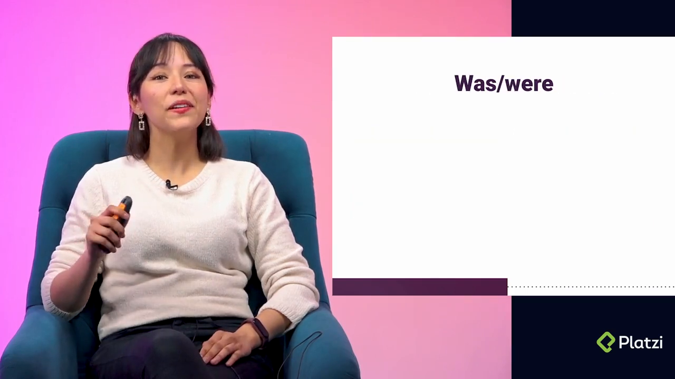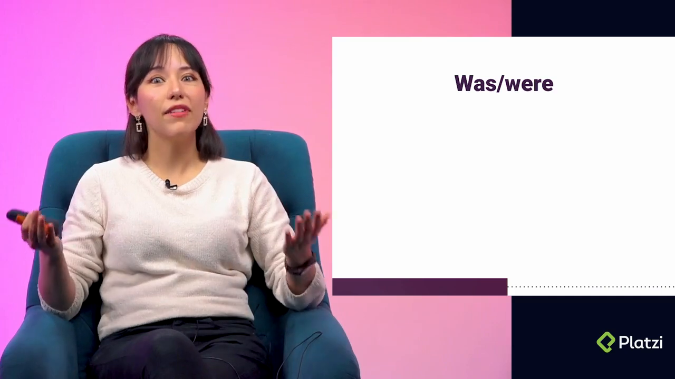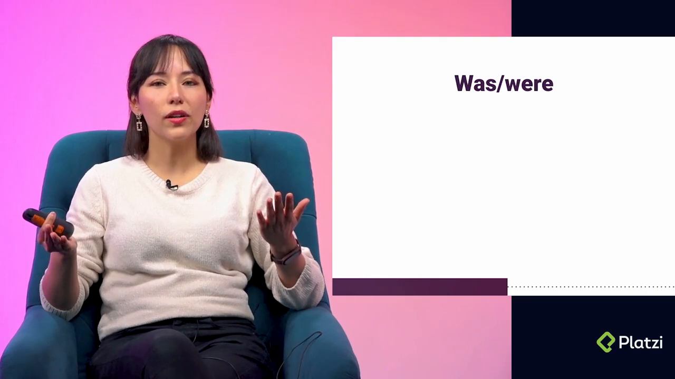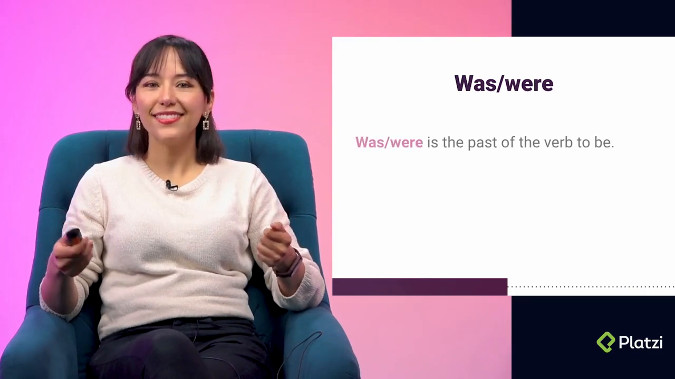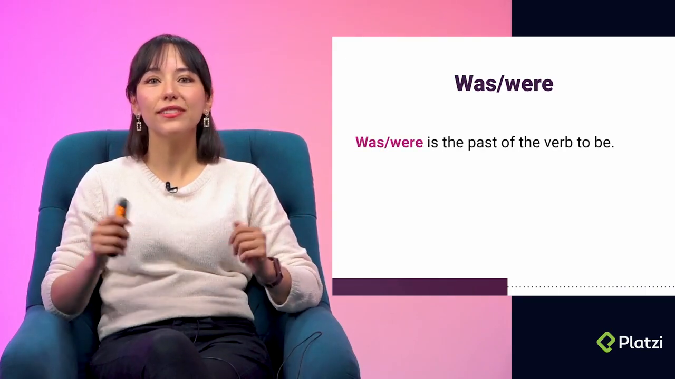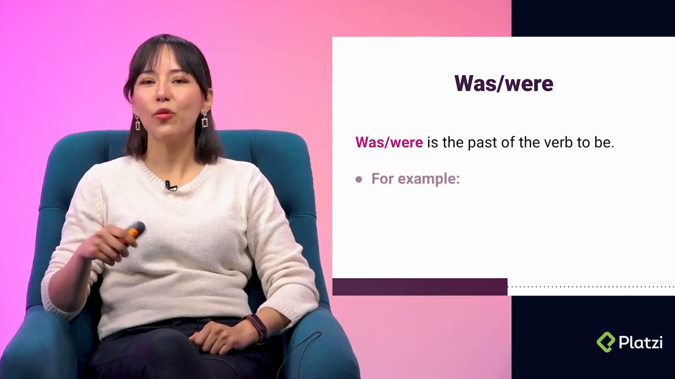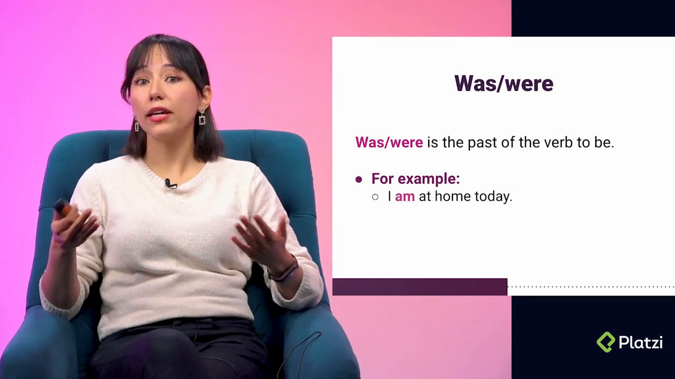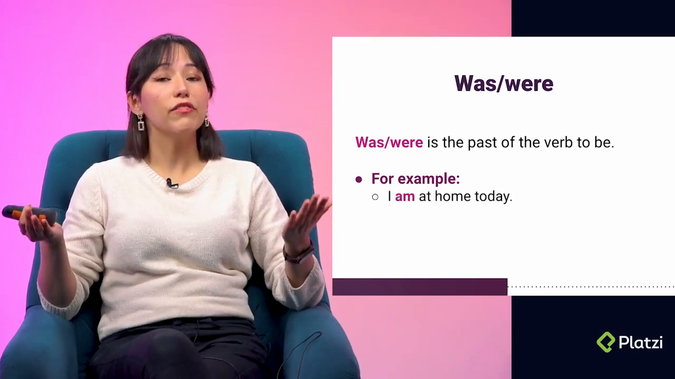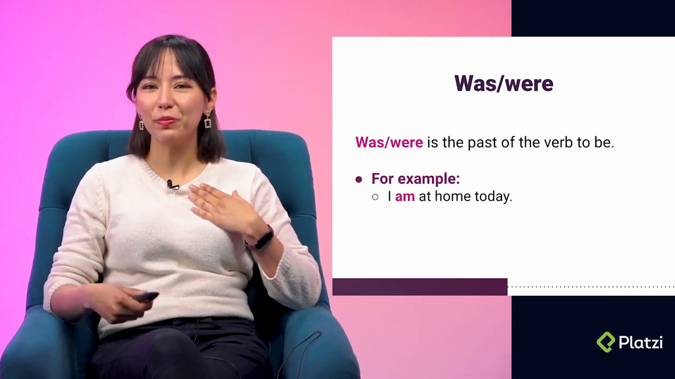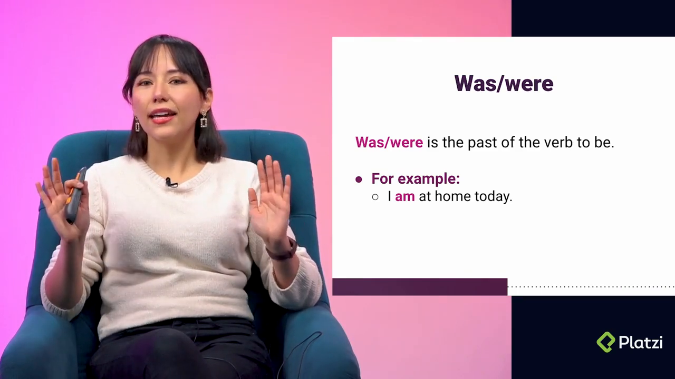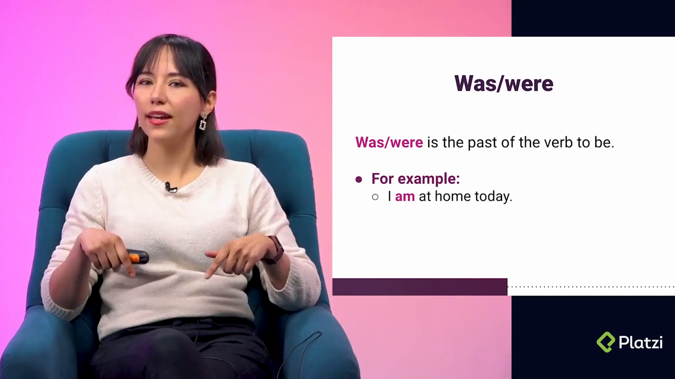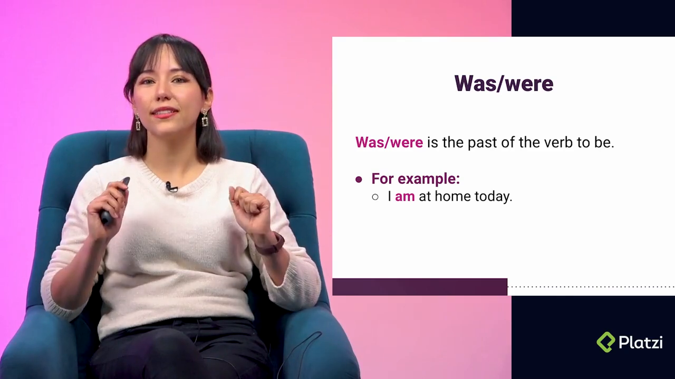Now, we are going to work with another very common irregular verb, was and were. What is that? Well, it is the past tense of the verb to be. Let's see how we can use this verb with some examples. If I am talking about the present, I know that the verb to be for me or for the first person is am. I can say, I am at home today. Verb to be in present.